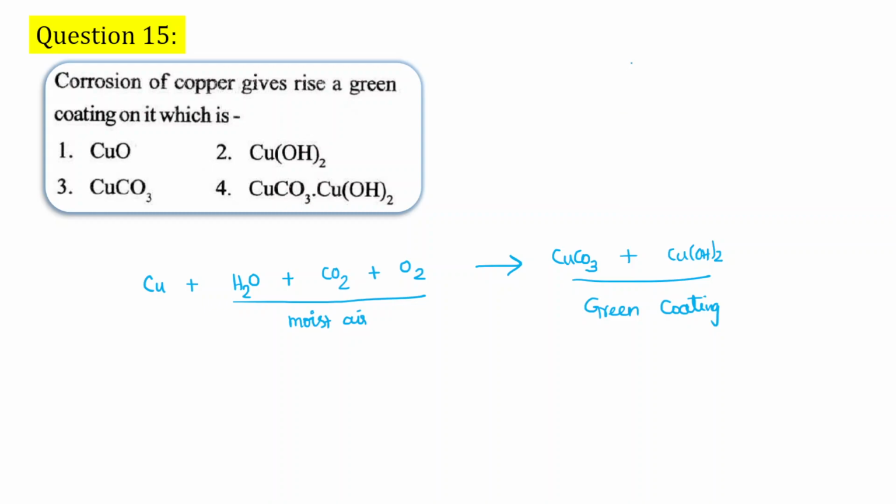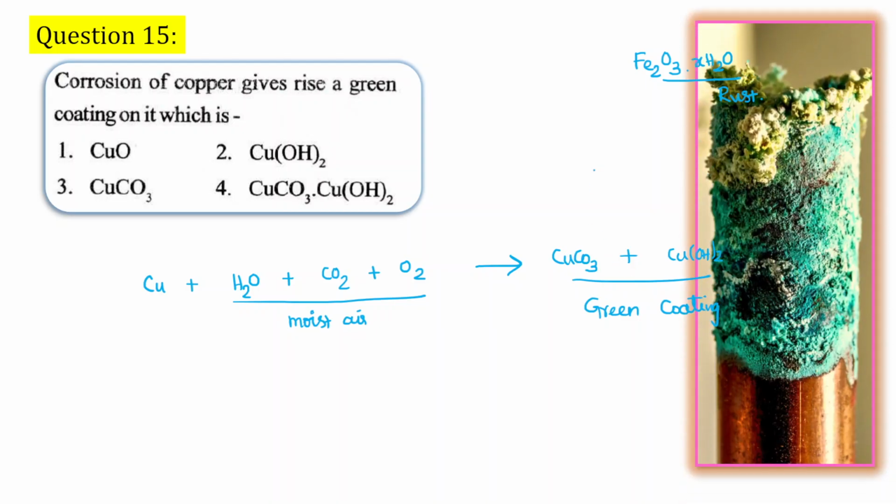We call it rust. For iron, we'll say Fe2O3.XH2O. We call this rust, and here we call it a green coating. The rust will have a brown coating and copper will have a green coating. So the answer for this is the fourth option, copper carbonate and copper hydroxide.